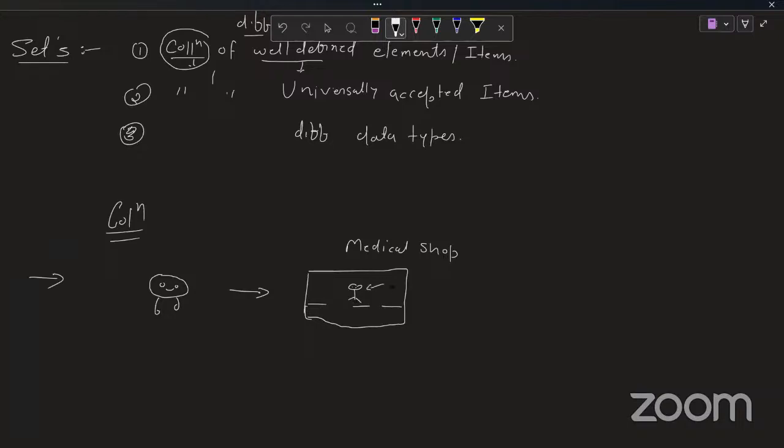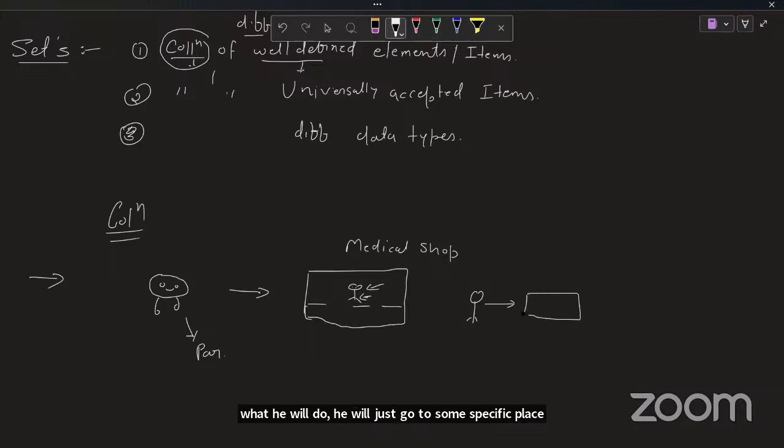If you closely observe this person, he wants paracetamol. What will he do? He will just go to some specific place in this medical shop, choose a specific box, take a medicine and give it to you, right? You have seen that whenever you go to a medical shop and ask for some medicine, right? So he just goes to some specific place, chooses a specific box, takes the medicine and gives it to you.